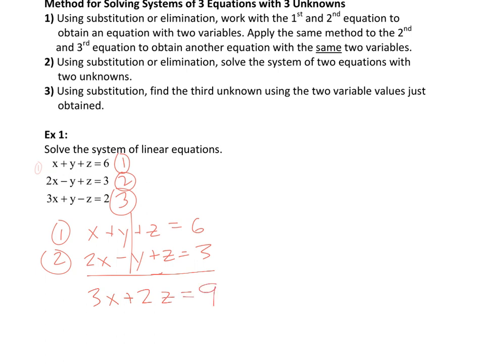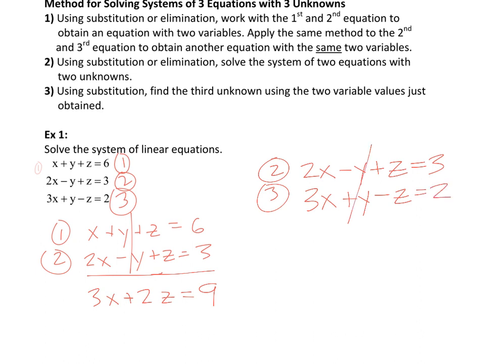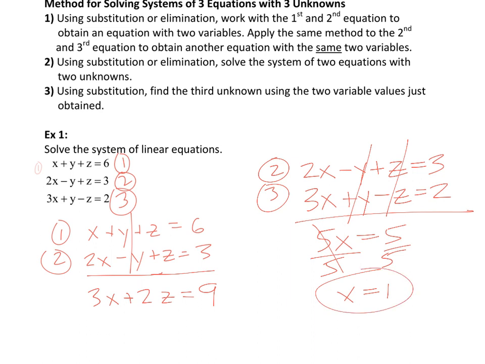Okay, now I'm going to take equations 2 and 3, and I want to cancel out the same variable. I'm going to cancel out the y. Alright, the y's cancel. But what's nice in this case is that the z's cancel as well. So I'm left with 5x equals 5. Okay, then I could solve for x right away. So x equals 1. That's pretty nice.